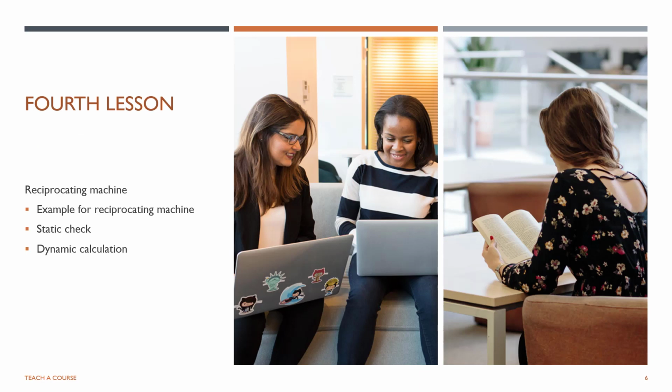The fourth lesson will be about reciprocating machine, and we need to distinguish between the centrifugal and the reciprocating. How can we know the difference between them? The example of reciprocating machine will be discussed in detail according to a real example. And then we check the static check and the dynamic calculation also, and discuss whether it is safe or unsafe and so on, and check with both the guideline and the practical guide that will be included in lesson 1 and lesson 2.